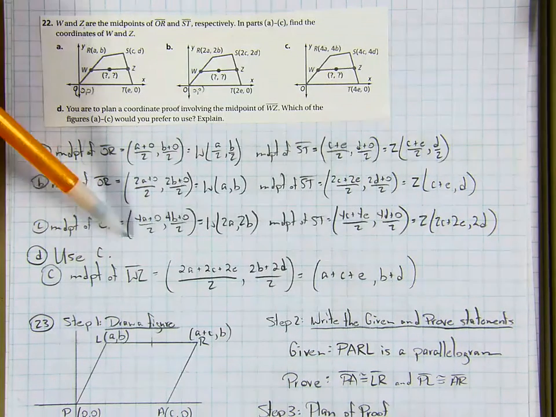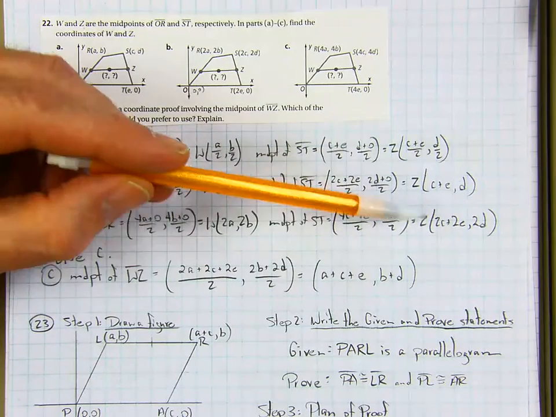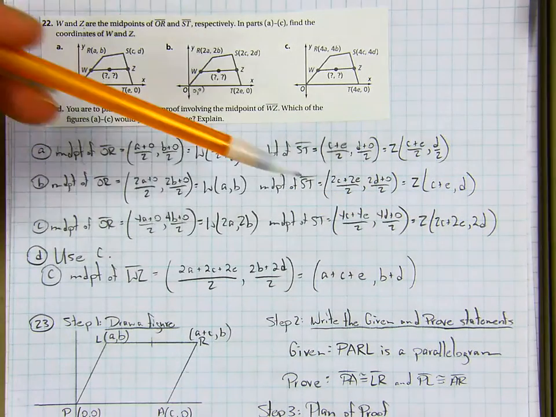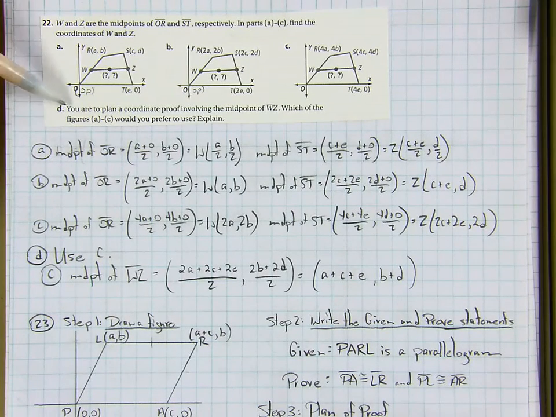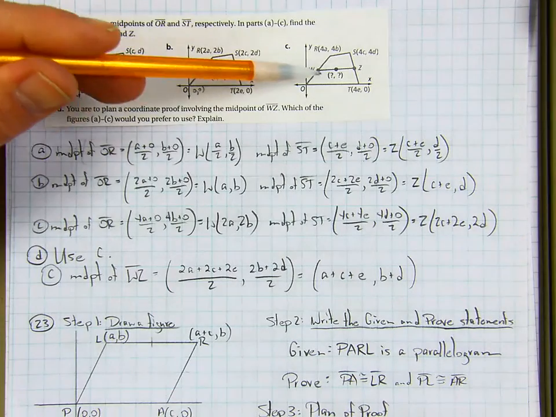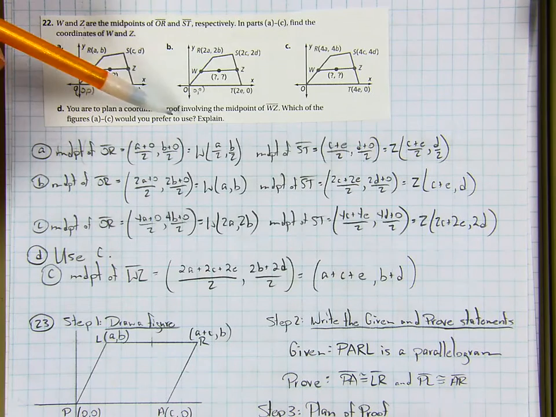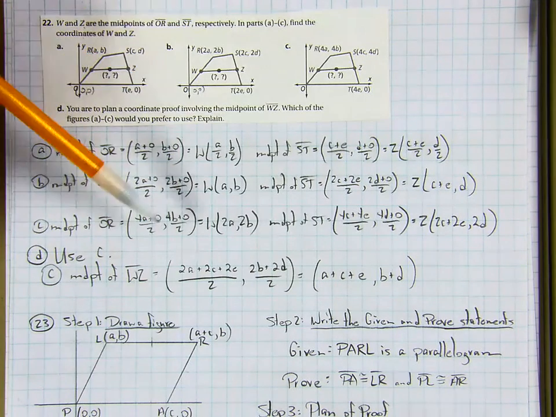Now the reason they did that one, notice this time our midpoints come out with 2A, 2B, and 2C plus 2E and 2D. Okay. Now the reason we did that is because the next question says, you are to plan a coordinate proof involving the midpoint of WZ, to find that unknown point. Which figure, A through C, would you prefer to use and explain? And the one that you should prefer to use would be C.